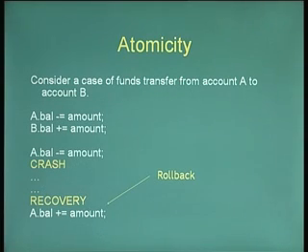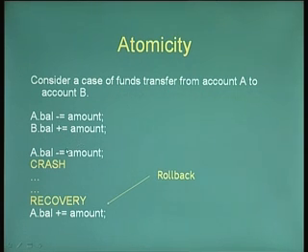Let us look at examples that illustrate each of these ACID properties of a transaction. Have a look at the slide here. Let us say the transaction involves again a wire transfer from account A to account B. That is, the transaction should be like this: account A dot balance minus equal to amount, whatever amount has to be transferred, and account B dot balance plus equal to amount.